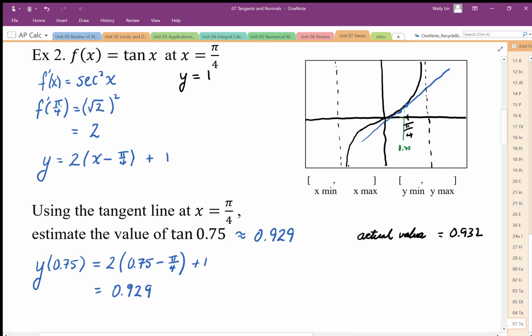Since that tangent line is quite close to the point that we're estimating, it's actually a very good estimate of that point near the tangent point. Okay, so it's an estimate of that black line. So we've used the blue line then. We've calculated the position on the blue line as 0.929. And that's an approximation of the actual value on the black curve of 0.932.